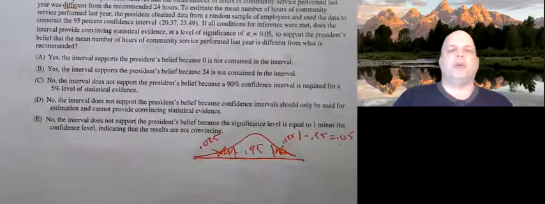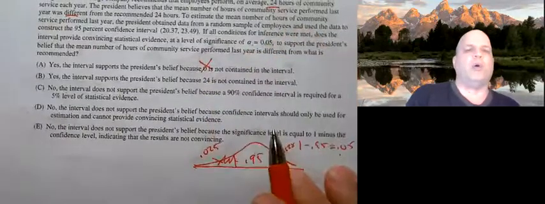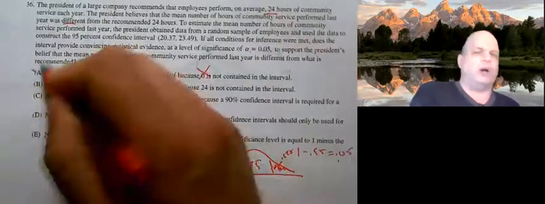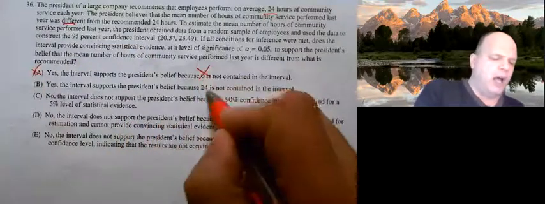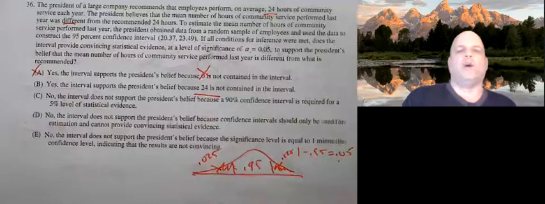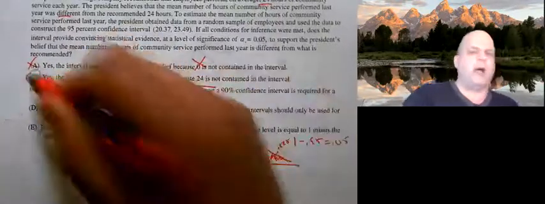Yes, the interval supports the president's belief because 0 is not contained in the interval. We're not concerned about 0, we're concerned about 24. So A is wrong. Yes, the interval supports the president's belief because 24 is not contained in the interval. This is our correct response.